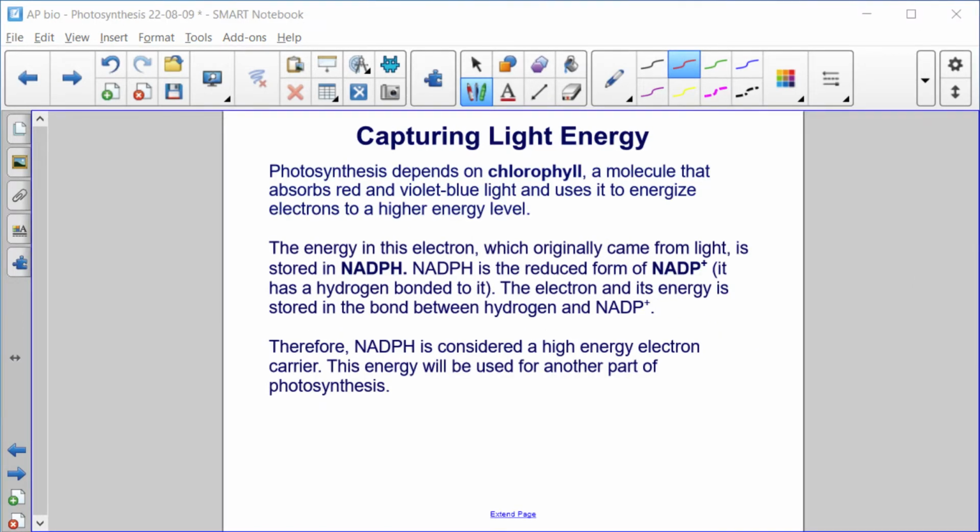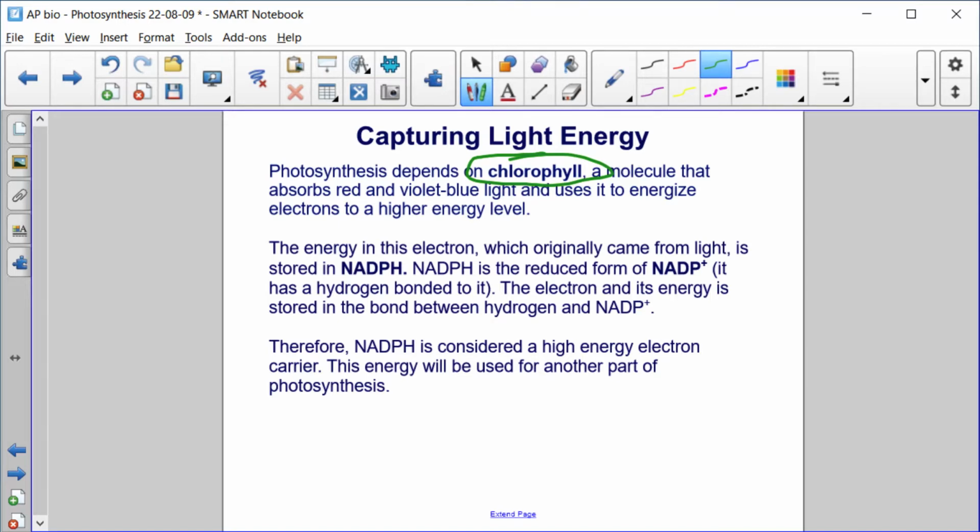The first thing we need to be able to do is capture the energy from the light. Photosynthesis depends on chlorophyll. Chlorophyll is a molecule that absorbs red and violet blue light and uses it to energize electrons to a higher energy level. So it's absorbing red and violet blue light and using it to energize the electrons to a higher energy level. We talked about that in the last section.